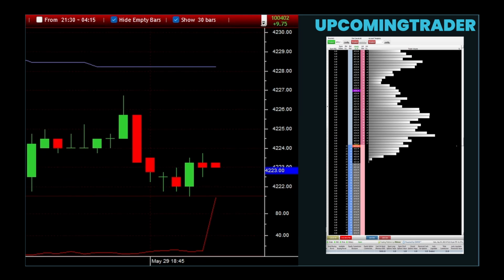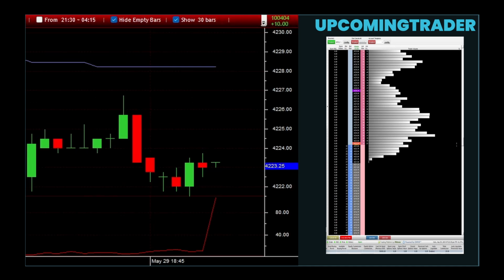Recognizing these patterns provides traders with powerful clues about whether the market is likely to continue in the same direction or potentially reverse. There are some key features on a TPO chart that you need to know to understand them fully. Let us start with something called the point of control, or POC.